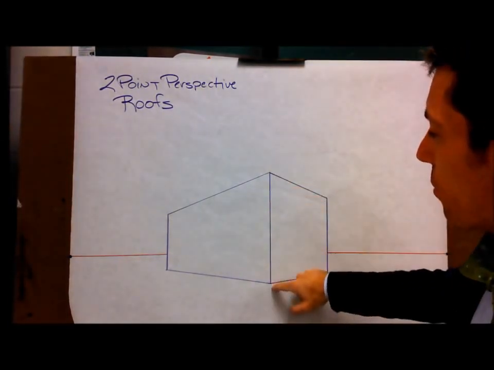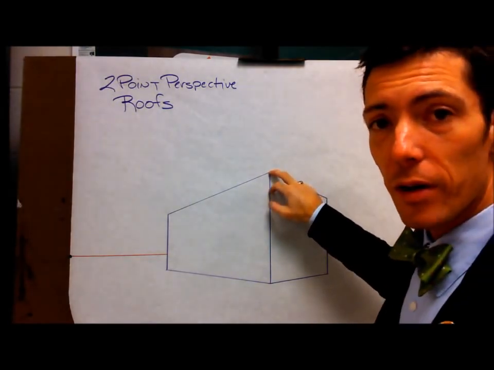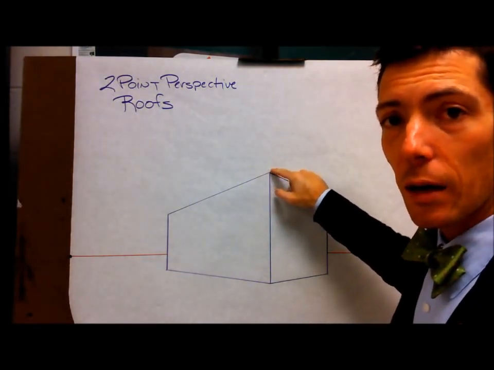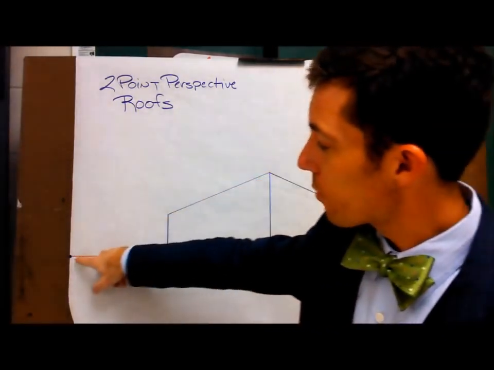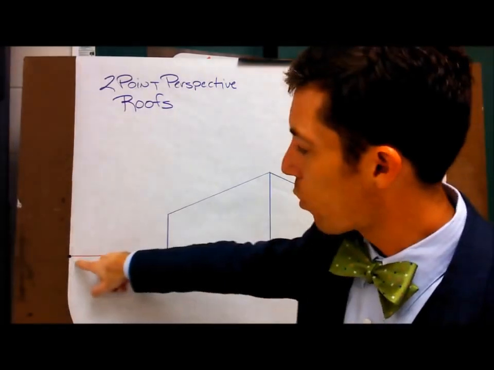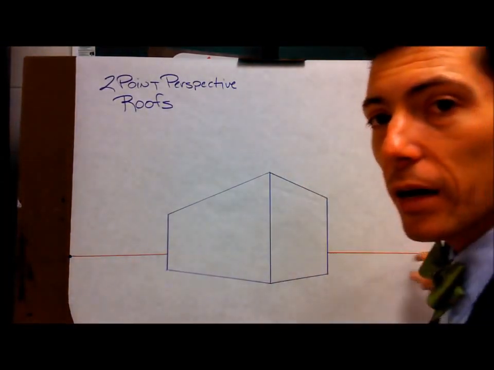Again, you've maybe seen one of my videos before if you're one of my classes. If not, well, welcome. We've got our vertical line here, which we start with, and then go off to our two vanishing points on the left and on the right.